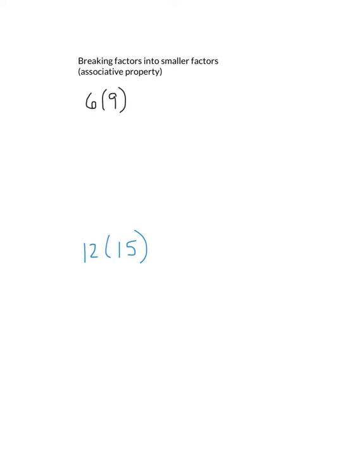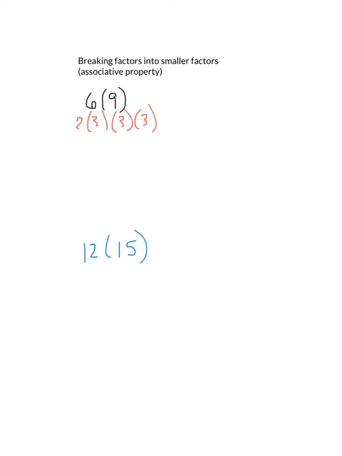So let's first look at 6 groups of 9. If you know 6 groups of 9 is 54, you would not even bother using the breaking factors into smaller factors. If you didn't know 6 groups of 9 is 54, let's look at what you could do. You could say that we can break it down into smaller factors. 2 times 3 is the same as 6, right? 3 times 3 is the same as 9.